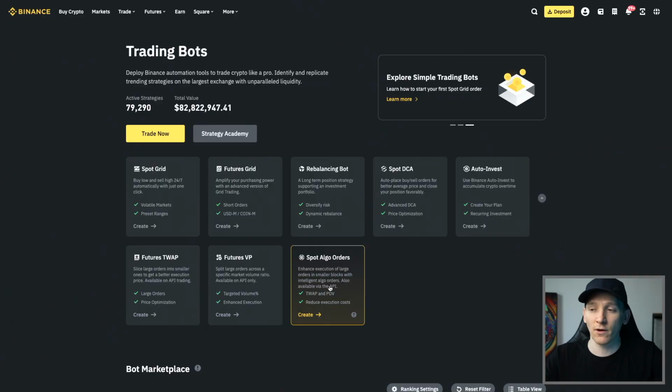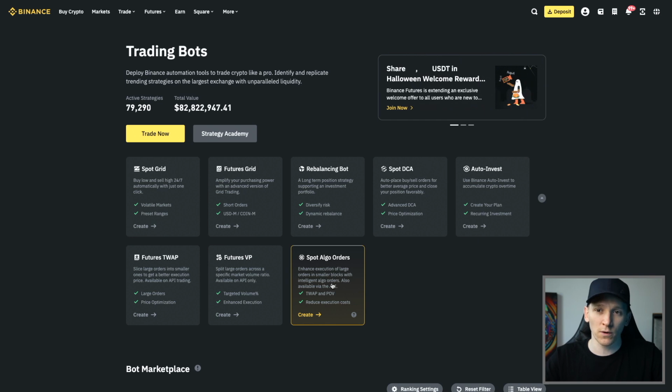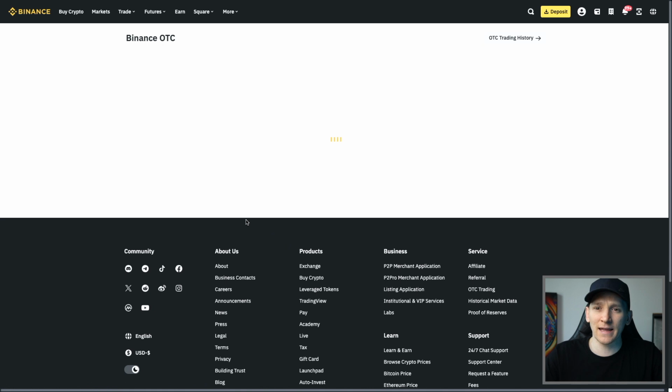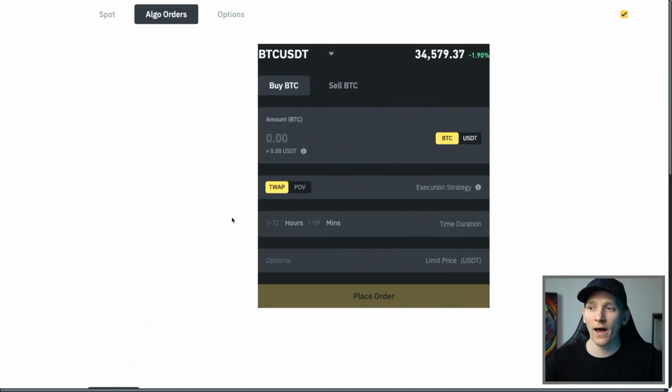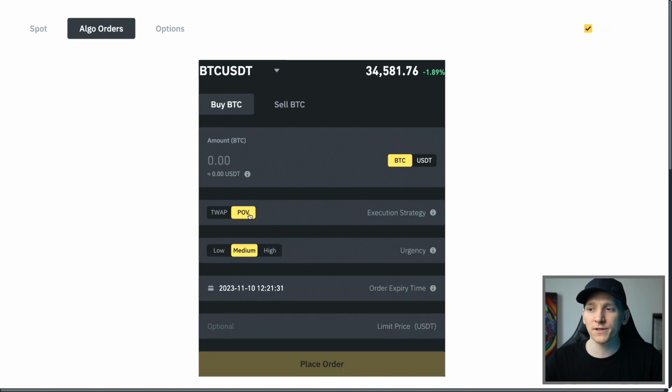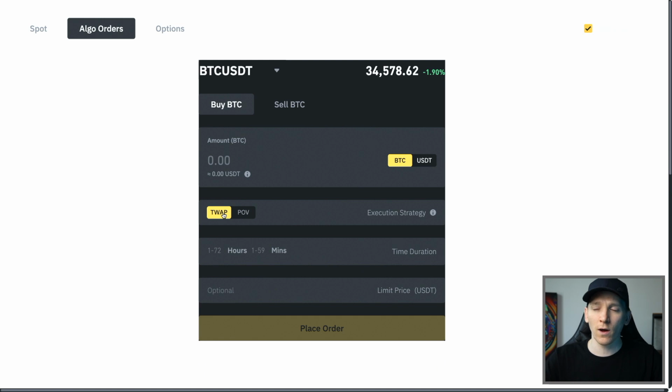Now we'll look at spot algo orders, which are actually much simpler than they sound. These are just a way to get a decent trade execution for what you want to do. So we'll click on spot algo, and then there's two options here. You can either trade via TWAP, which is time weighted average price, or by POV, which is percentage of volume. For most normal users, TWAP is probably the one. So what this is going to do is just enter your position, however you want to trade it, either buying or selling, and then over a set period of time.